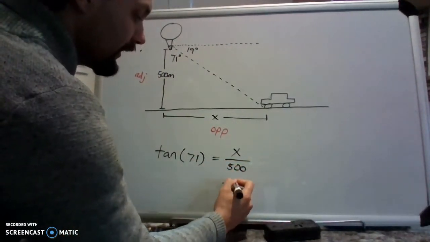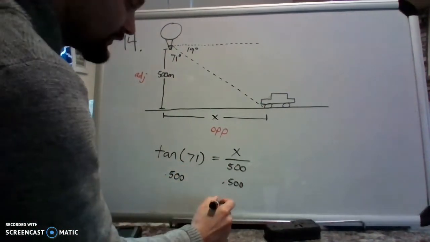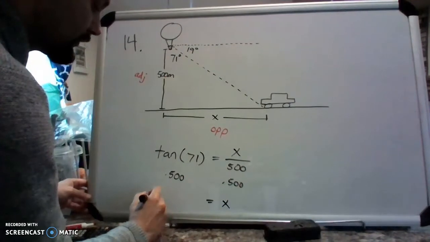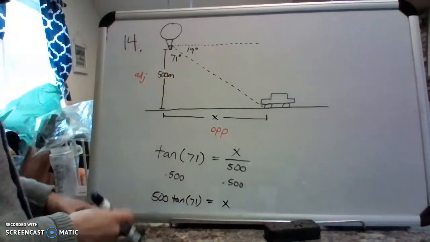So we would set it up as tangent of the 71-degree angle is equal to the opposite side, x, divided by the adjacent side, which is 500 meters. And luckily, this ends up being a pretty easy solve again. We just multiply by 500 on both sides. So x is going to be equal to whatever 500 times the tangent of 71 is.